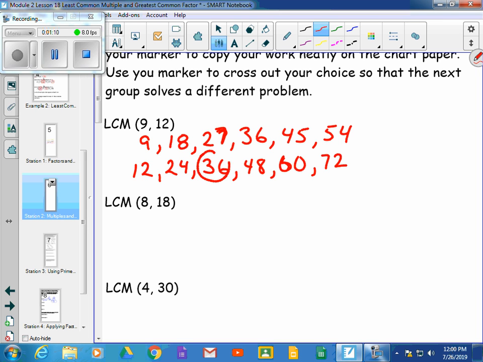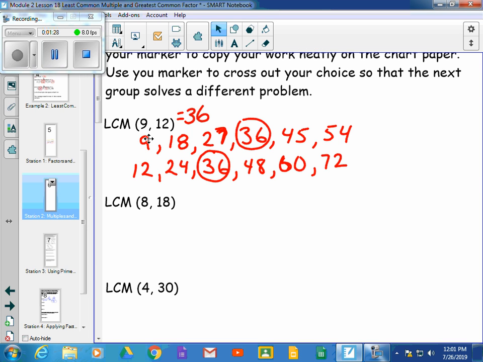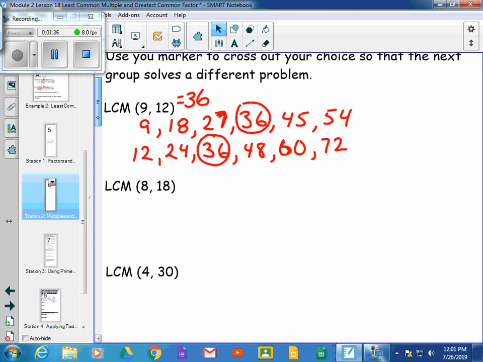I see a 36 as common. And since that's the only one that's common and it's the smallest, I can tell that my least common multiple of 9 and 12 is 36. Now I will say this, if you make a list and you find that there are no common multiples, what you need to do is go back and make your list longer. There eventually will be a least common multiple.